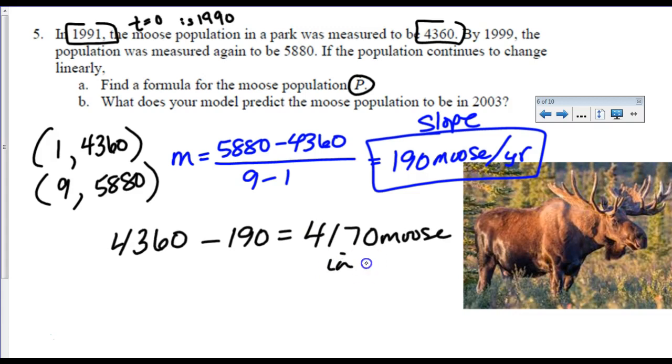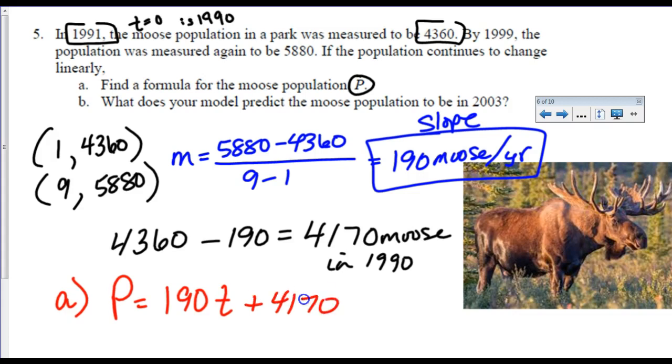So we started with that many moose in 1990. Not the only way to get that part of the equation. And I actually haven't written the equation yet. So the population is growing at a rate of 190 T, and then we started with 4170 moose starting in the year 1990.